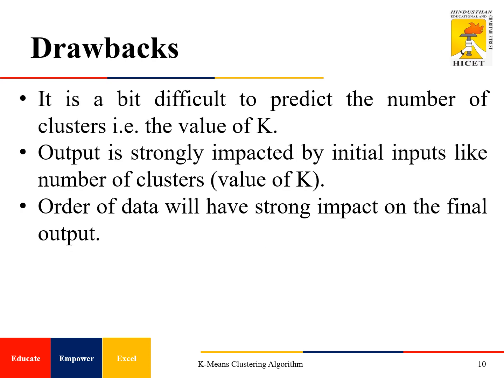It also has some drawbacks. It is very difficult to predict or define the value for K. The reason is that the output is affected based on the K value only, so identifying or defining the K value is very important in this K-means algorithm. And the data order can have a strong impact on the final output.